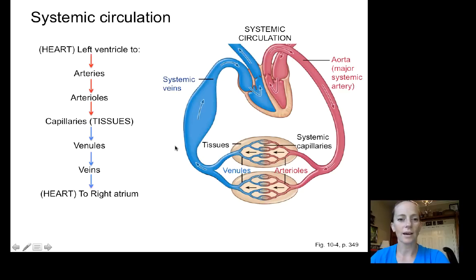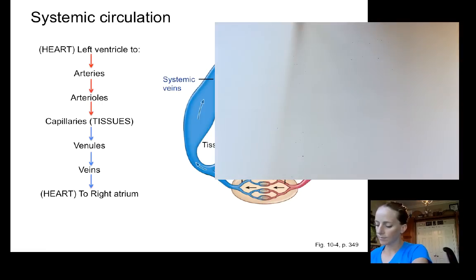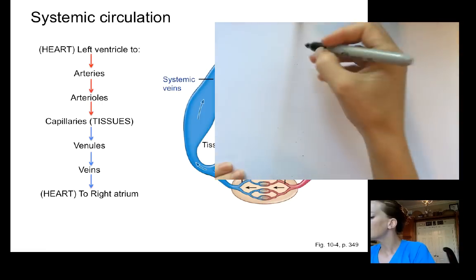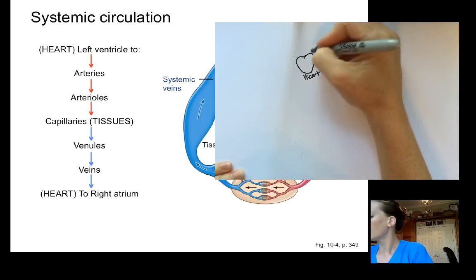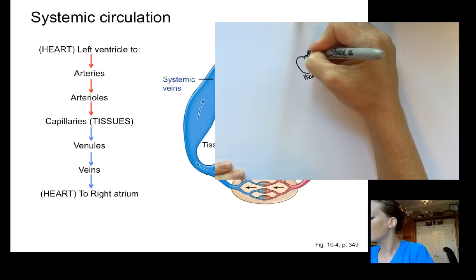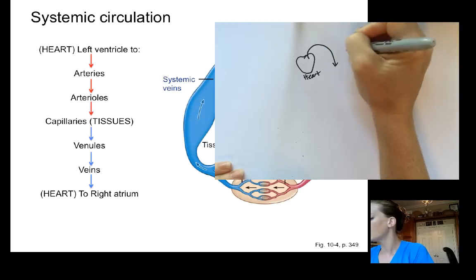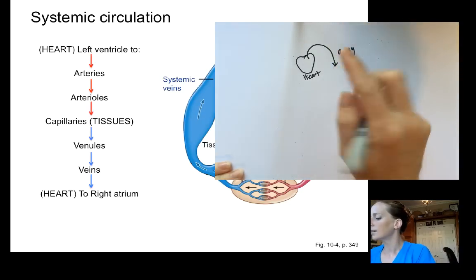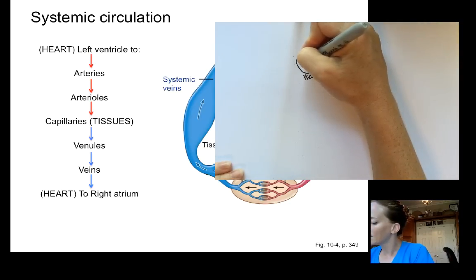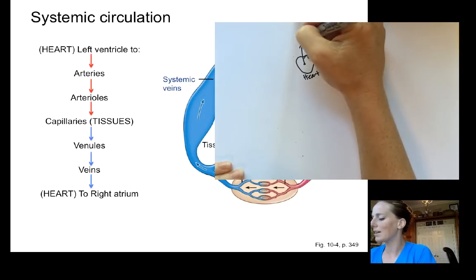So let's draw this out quickly so you guys can think about this flow. Okay, so we have the heart, which I'm going to draw just as a very simple heart. The left side of the heart is going to pump blood away towards the tissues. The right side of the heart is also going to pump blood away towards the lungs.